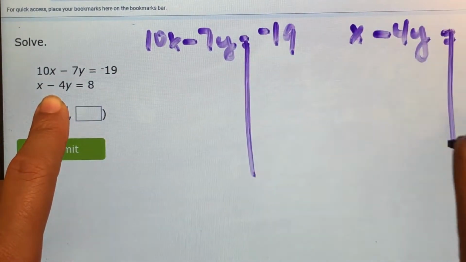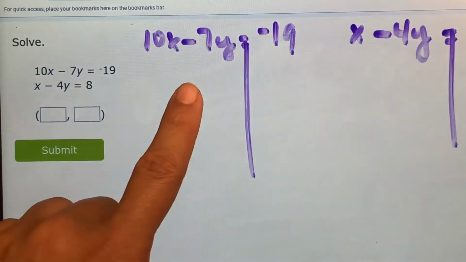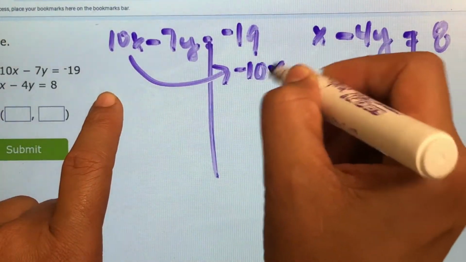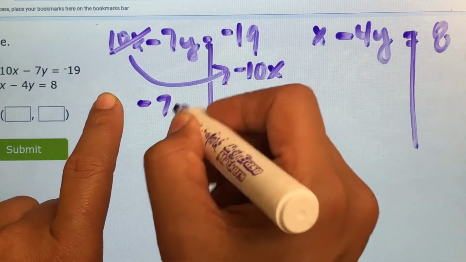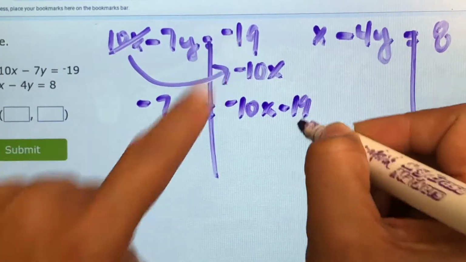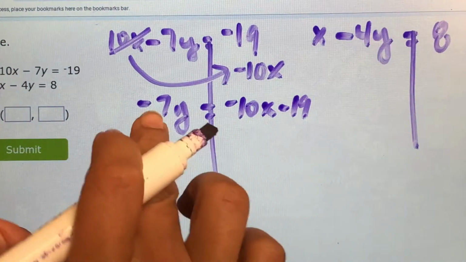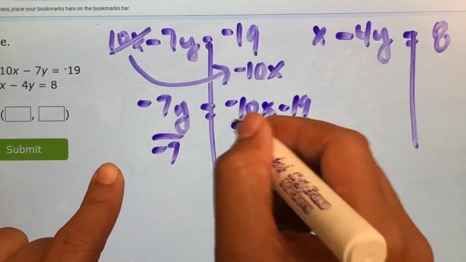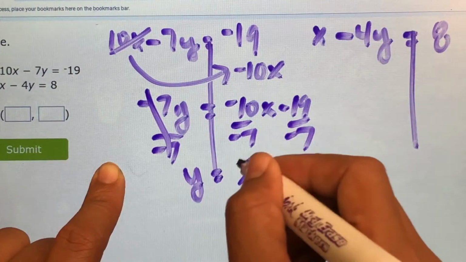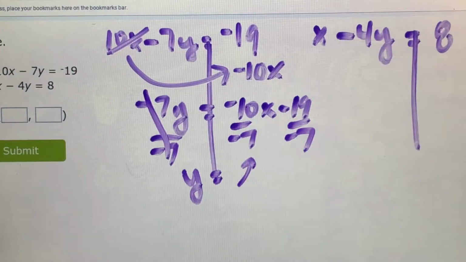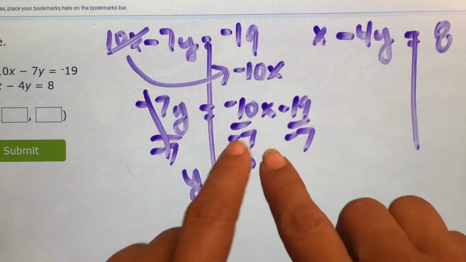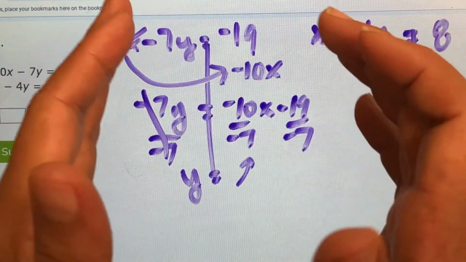Okay, we're going to make y by itself. So I'm going to take this to the other side. It's going to become negative 10x. That goes away. So I have negative 7y equals negative 10x minus 19. I still don't have y by itself. I need to divide by negative 7. But if I do it to one thing, I do it to everything. So I have y equals this whole thing. Now the cool thing about the calculator is that you do not have to simplify this mess. You can just put it in. The big thing to remember is that you need to put fractions in parentheses.